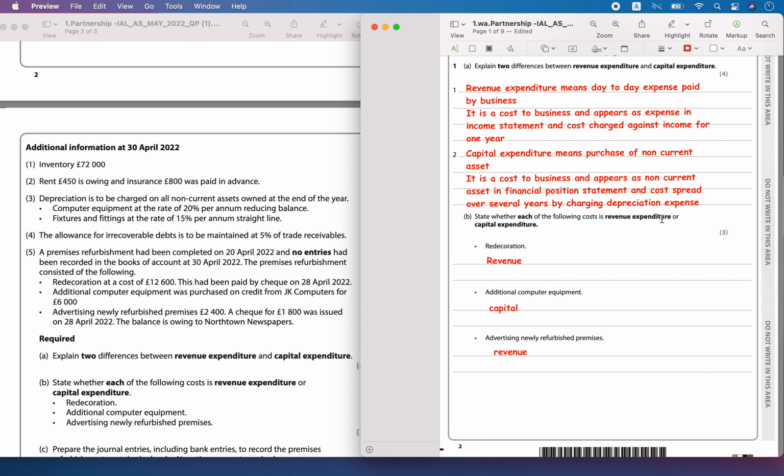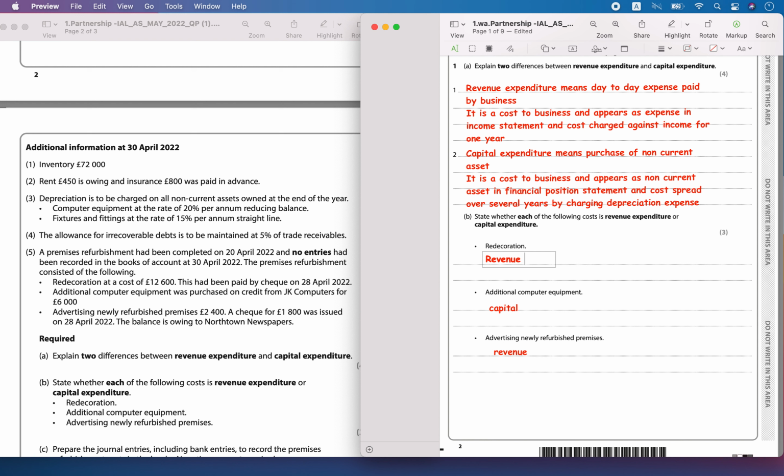State whether each of the following costs is a revenue expenditure or capital expenditure. So we have to just see whether it is a one-time cost or it's going to be a recurrent cost. I'm going to use it for every year. So let's see. First one is the redecoration. Redecoration, I might do it every time, so it's a revenue expenditure.